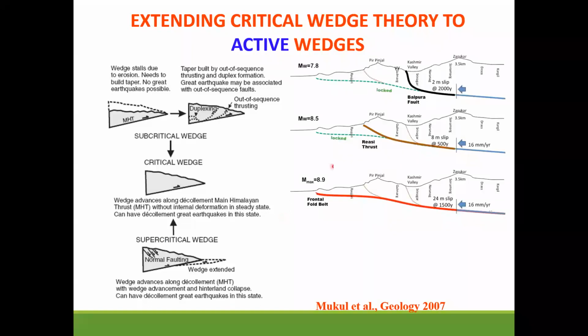If it doesn't reach all the way to the front, then it will form out-of-sequence deformation, and that's basically building material, your topography and taper within these wedges. So that's the understanding. This is basically a critical state where you get great earthquakes, and typically you'll get smaller earthquakes.